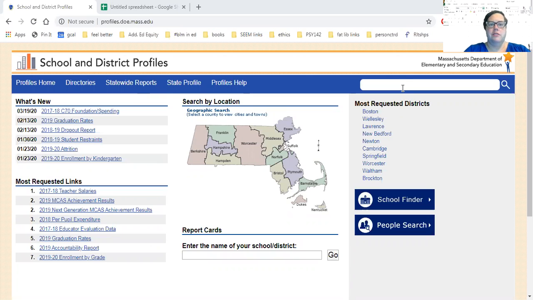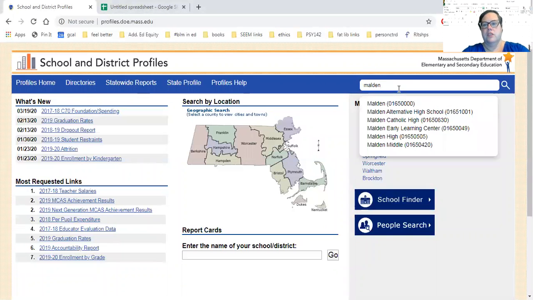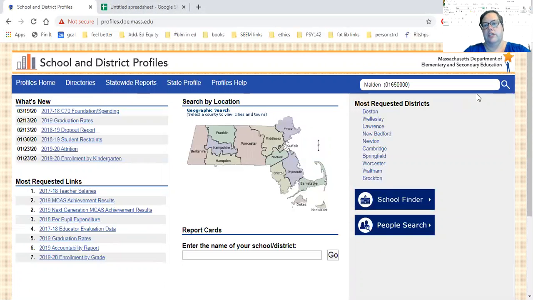So the first thing you do is you go to the website. It's profiles.doe.mass.edu. So once you're there, the fastest and best way that I find to get to the district I want to go to is type it in up here. So I'm going to just look at a district in Eastern Mass. Let's look at Malden.